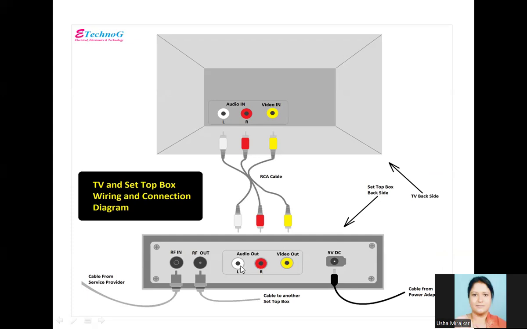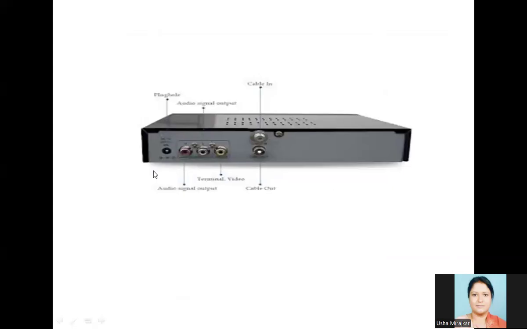And this is the cable from the service provider. That is the cable TV provider's RF in here, and the cable to another set-top box. If you want to connect to another set-top box, we can take it from here. This is the basic connection diagram for the set-top box. This is how the set-top box looks.